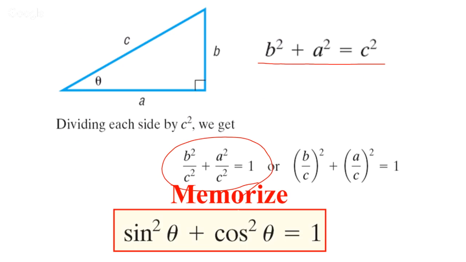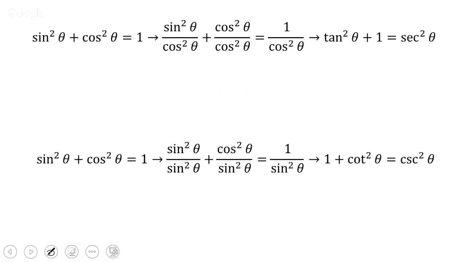You got to memorize that one. If you can take sine squared plus cosine squared, and if I divide everything by cosine squared, I get tangent squared plus 1 equals secant squared. If I divide everything by sine squared, I get 1 plus cotangent squared equals cosecant squared. So here I have 2 more Pythagorean identities.